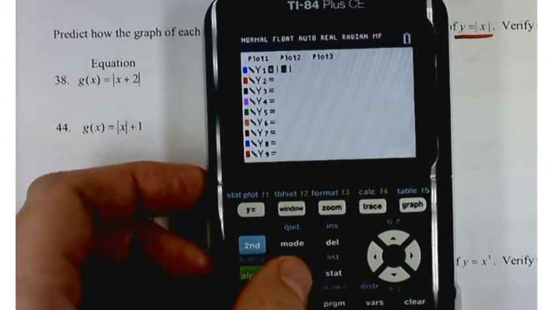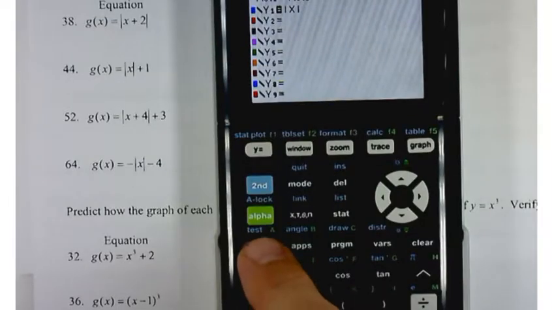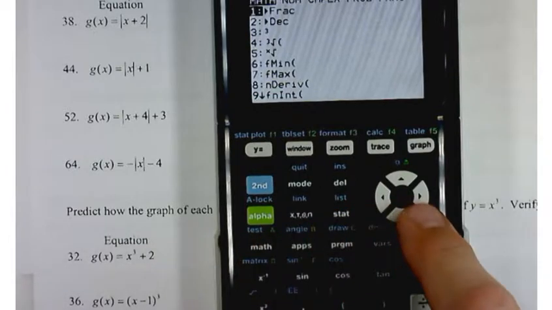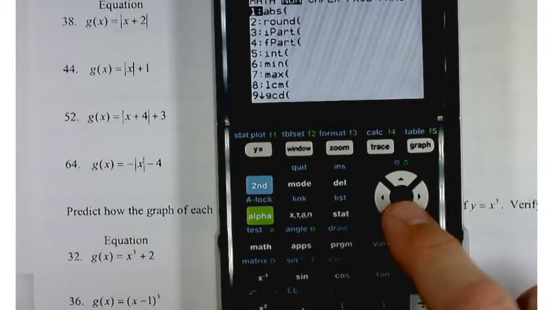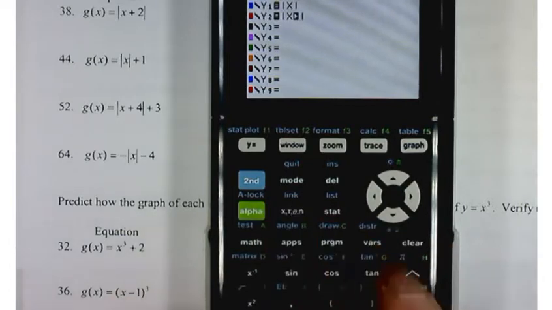So I'll just type in an X here. And in comparison, let's do the absolute value of X plus 2. So to remind ourselves, it was the math key, then to the right once, and the first selection is the absolute value. This time I'll type in an X plus 2. And now I've got both equations.